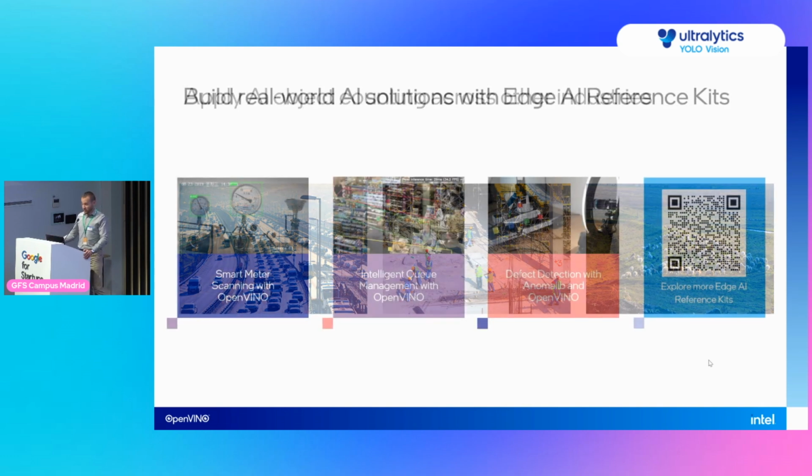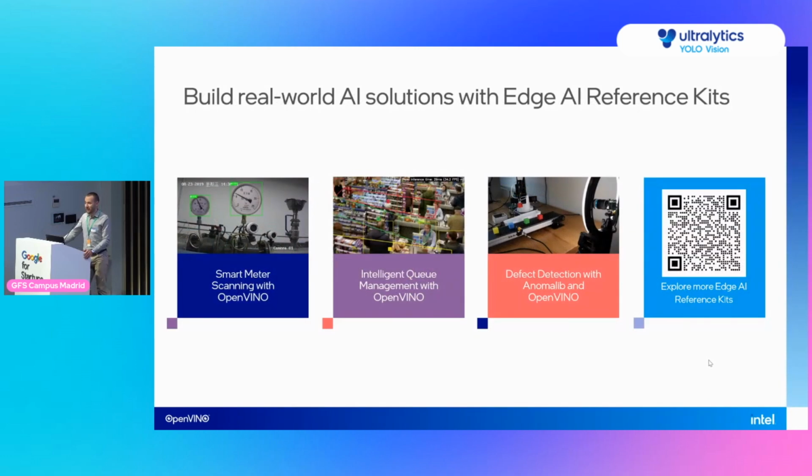And this project is open source, and also it's part of the Edge AI reference kits from Intel. It's just there in the middle. So we have even more. If you are interested in, for example, reading analog industrial meters with OpenVINO, there is that project also. If you would like to detect cracks or scratches on items running on a conveyor belt, for example, you can check out defect detection with anomaly. So scan this QR code to see our other Edge AI reference kits.